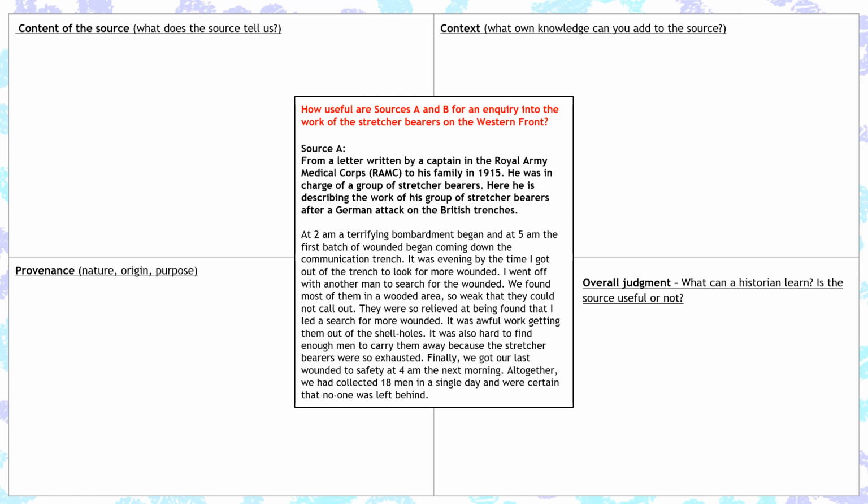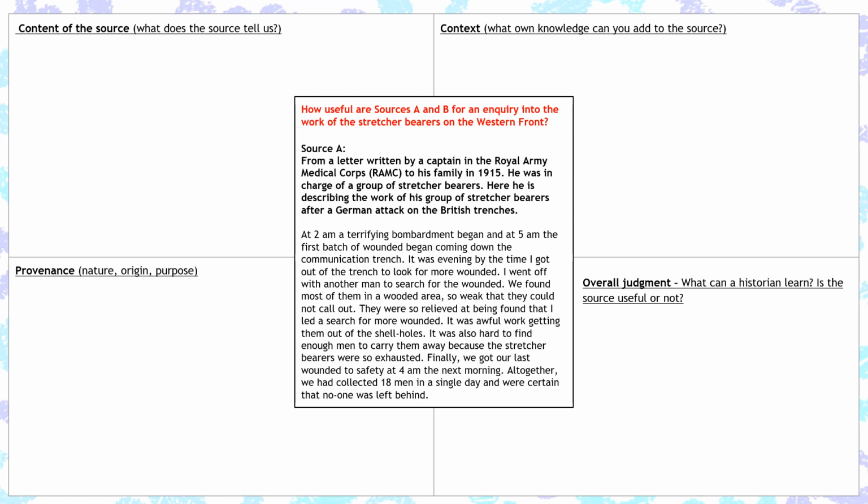So, fantastic source there. Love this source. We need to do 4 things now. Firstly, we need to say why it's useful because of its content. So what can I actually read in that source? What can I pick out? What quotes can I take? Then we're going to look at the context. What do I know from my own knowledge that makes this source useful or accurate or inaccurate?